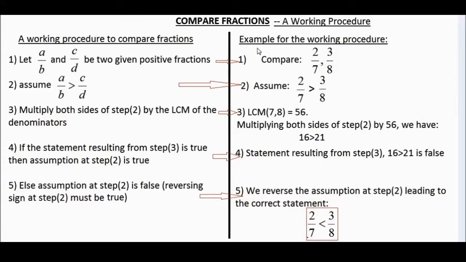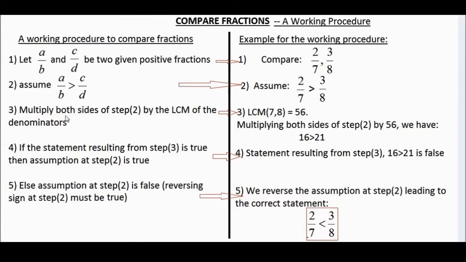Now let's look at an example for the working procedure. Compare the same two fractions 2 by 7 and 3 by 8 using this working procedure. Step 2, assume that 2 by 7 is larger than 3 by 8. This may or may not be true. We will verify the truth of this using the following steps.